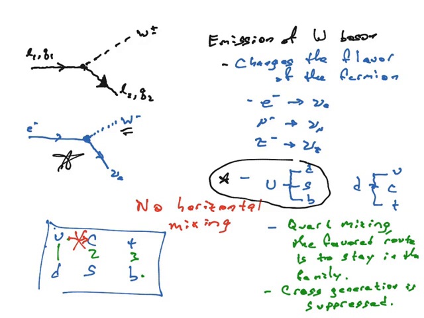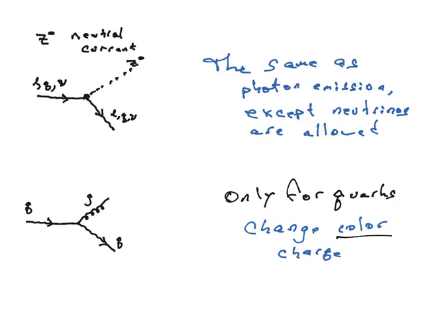It's suppressed interaction. And then, even worse, if you try to cross over 2 generations, so from up down to bottom, or from top down to down, then it's doubly suppressed. It's even harder to happen. And then you've got the neutral current, the Z, but the Z acts exactly like a photon, only it allows neutrino stuff to happen. But it's exactly the way a photon works. If you have an electron, it stays as an electron. If you have a tau neutrino, it stays as a tau neutrino.